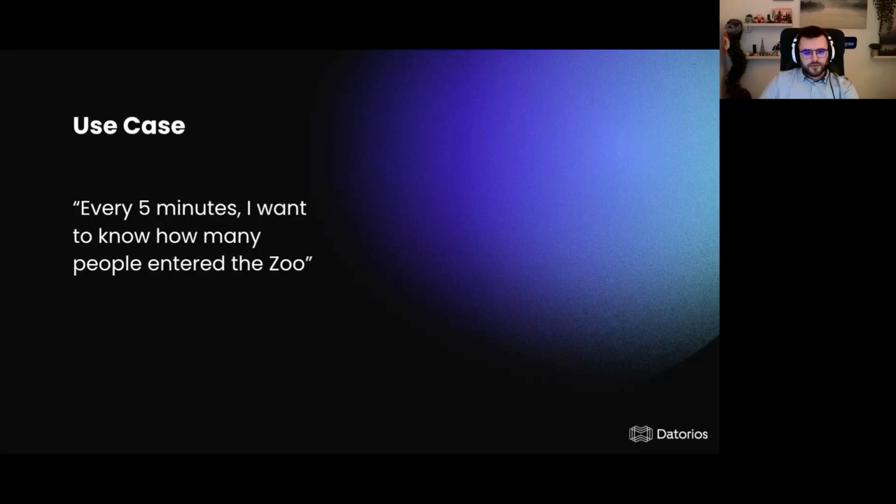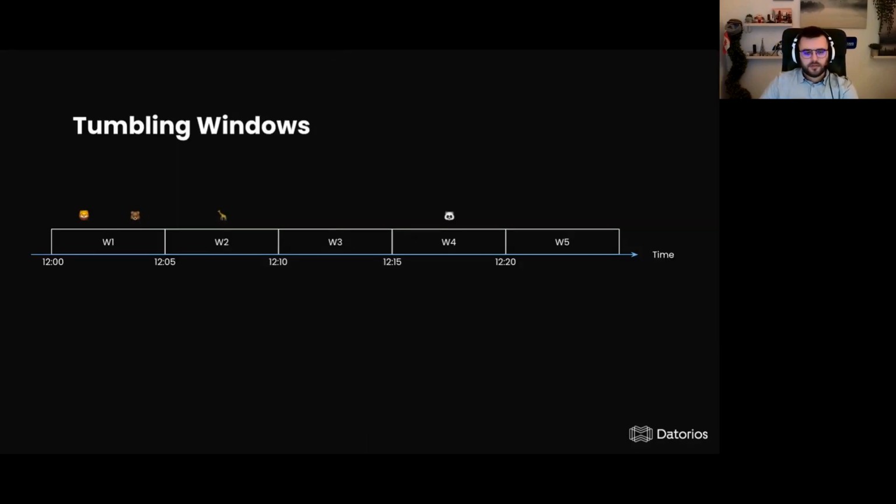For our first windowing use case, say every 5 minutes, I want to know how many people entered the zoo. This is a perfect use case for something like tumbling windows. Tumbling windows have a fixed size and they do not overlap. So if I have a stream of visitors entering the park, let's say we're having animals visit the park. Between this time window that started at 12 and ended at 12:05, we have tiger and bear coming to visit the zoo. If we evaluated this window, we would get an output of 2.